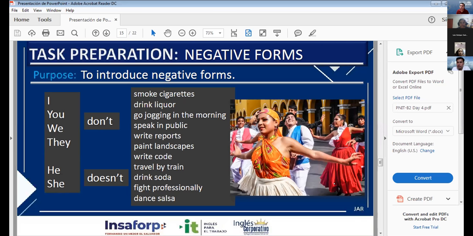Tenemos que pronunciarlas todas. Hay que hacer oraciones.